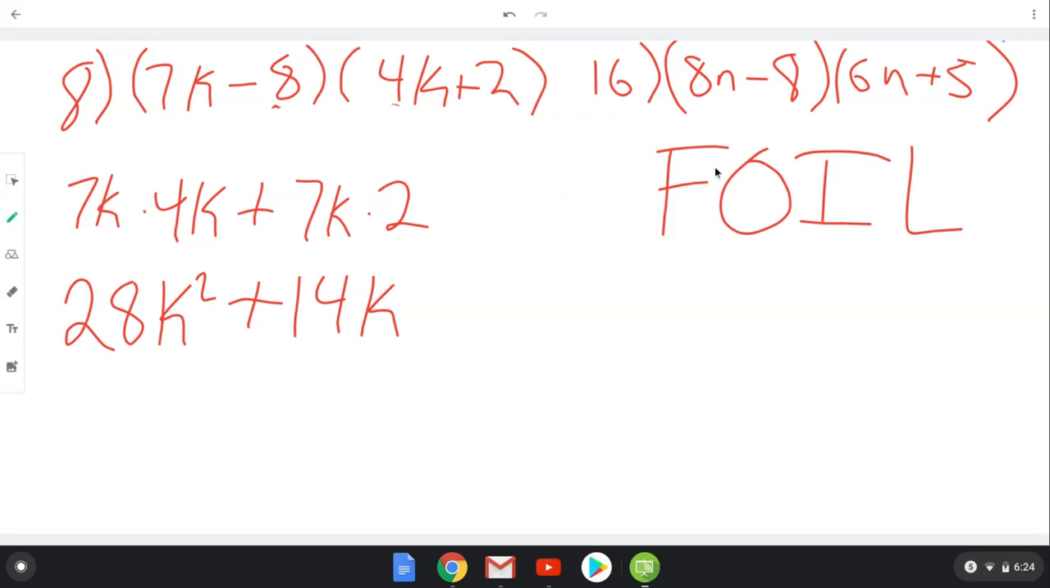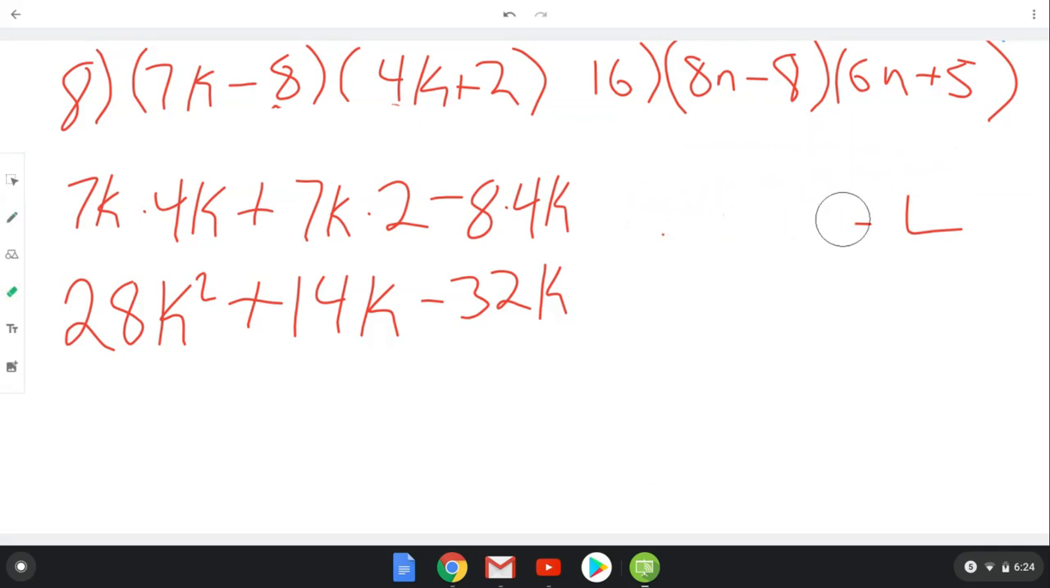Then we're going to do inside. So inside times inside. So that's minus 8 times 4k. So I have 8 times 4 is 32. So I have minus 32. And again, I only have 1k, so I'm just going to have k there. And then the last thing we're going to do is the two last numbers. So I have negative 8 times 2. I'm going to erase this FOIL so that I can have more room to write. So I have minus 8 times 2. So I have minus 16.